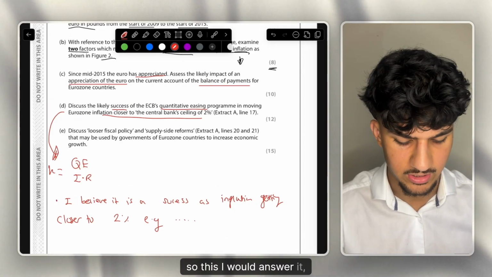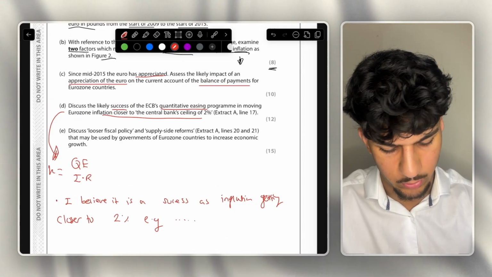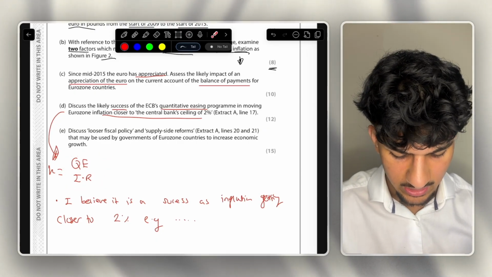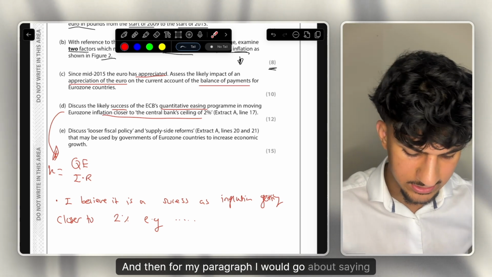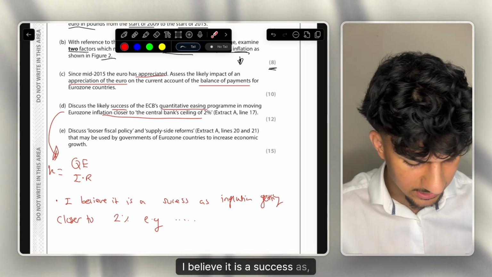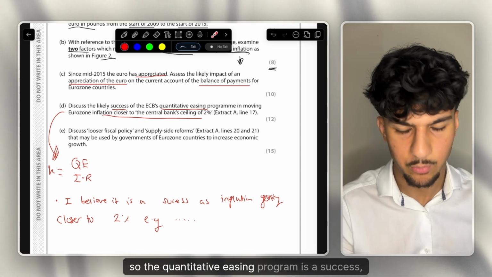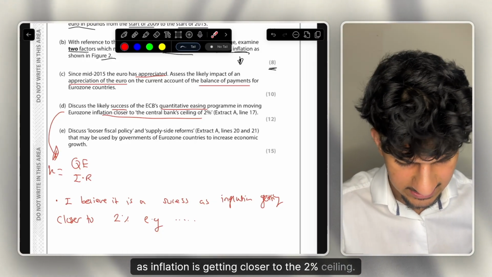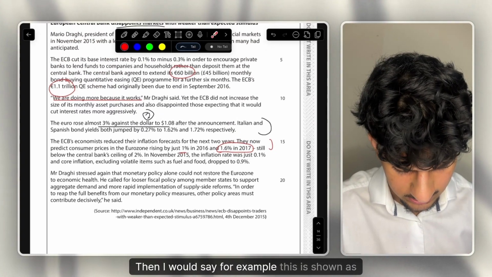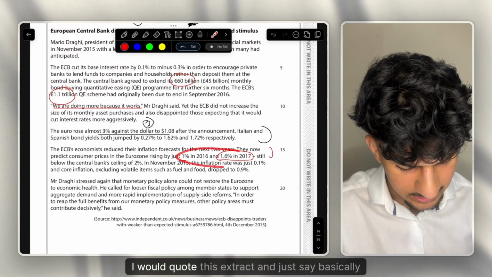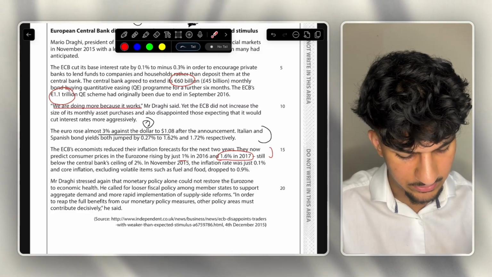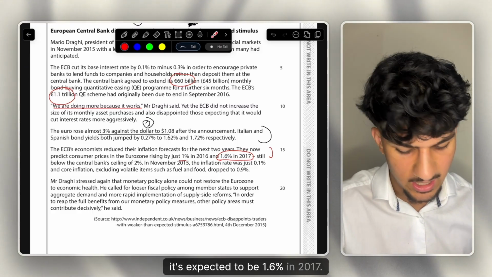Okay, so this is how I would answer it. I would start by just defining two key terms, so quantitative easing, interest rates, whatever works. And then for my paragraph, I would go about saying, I believe it is a success, so the quantitative easing program is a success, as inflation is getting closer to the 2% ceiling. Then I would say, for example, this is shown as, I would quote this extract and just say basically it's getting closer to 2% as it's expected to be 1.6% in 2017.